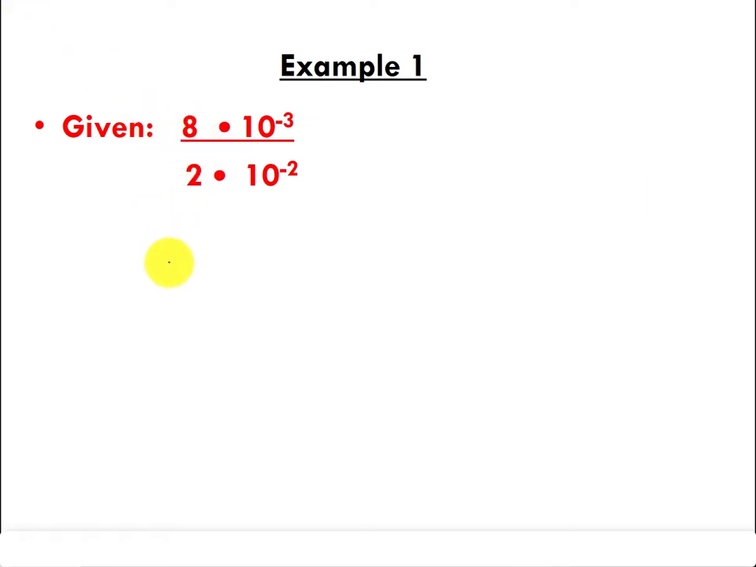So, 8 divided by 2 is just equal to 4. Now, when you divide 10 raised to negative 3 by 10 raised to negative 2, we keep the base and then subtract negative 3 minus a negative 2. So this will turn into a positive 2. So negative 3 plus 2 will give us a negative 1. Alright, so the quotient is 4 times 10 raised to negative 1.